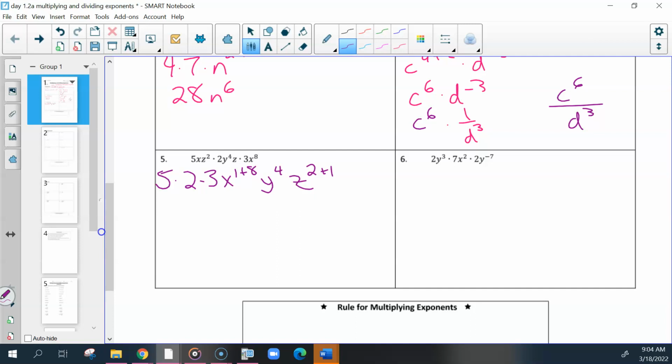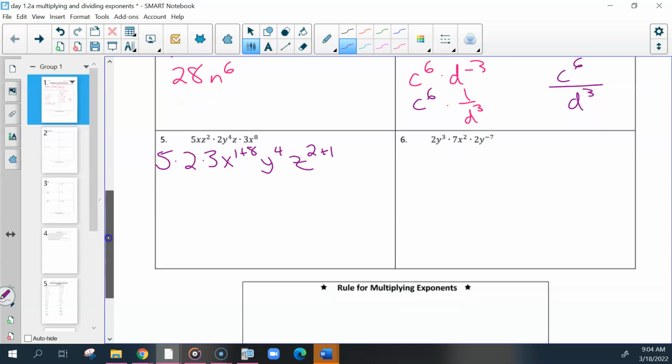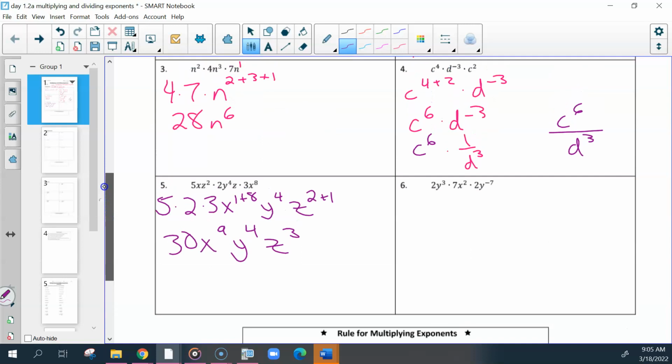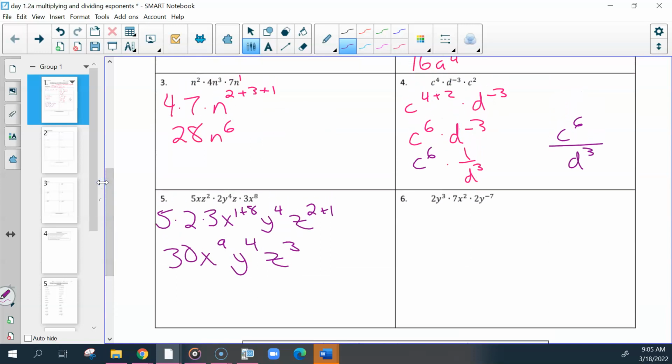Wait, why are you subtracting 2 and 3? We're not. We're multiplying. It just looks like that. 5 times 2 times 3 is what? 30. Our new exponent for x, 9. Y would not change. And our new exponent for z, 3. And that would be our final answer. That looks like 11, not 4. Yes. Can you scroll up on number 4? Make sure you're writing this down.